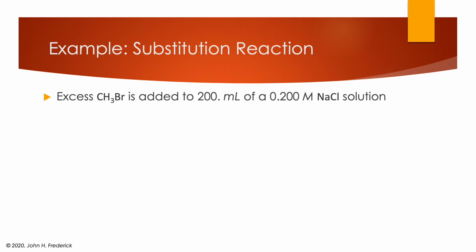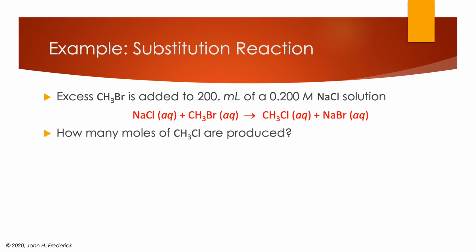So let's see how this might work in practice. Let's suppose I have excess methyl bromide added to a 200 mL solution that is 0.2 molar in sodium chloride. The reaction that's going to take place here is a substitution reaction where the chloride is going to substitute for the bromide on the methyl. And we'll end up with methyl chloride and sodium bromide in aqueous solution. So now we want to know how many moles of the methyl chloride are produced.